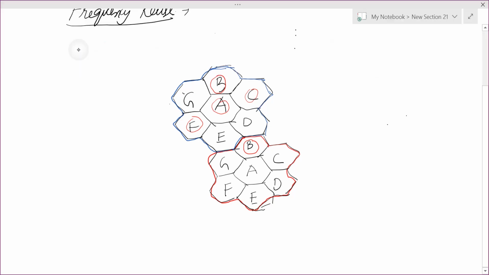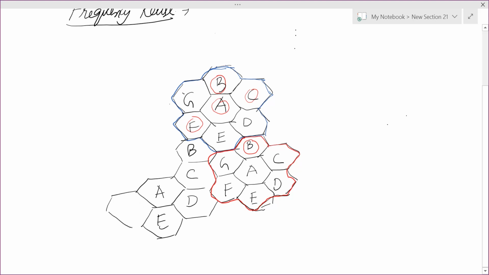I can draw one more here. So this I can call as B, then C, D, A, E, F, G. Okay, so this is B. So it starts from this C. Okay, so same way you can repeat this pattern.